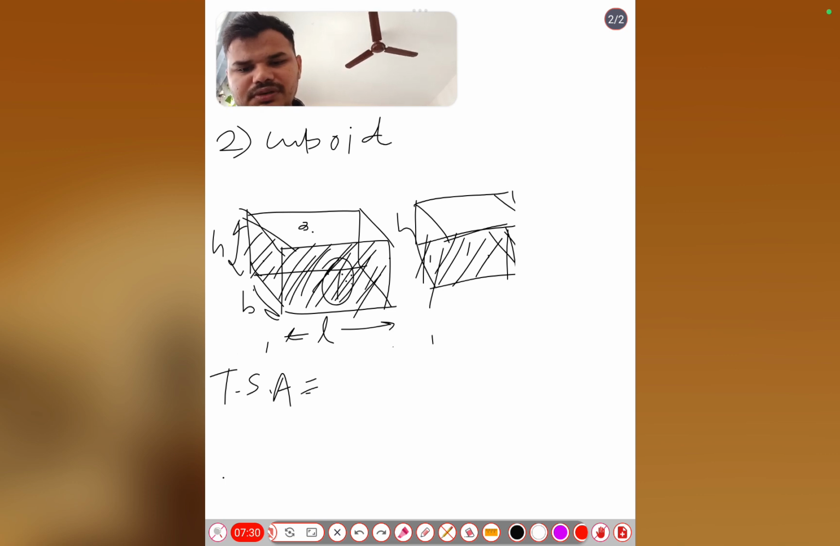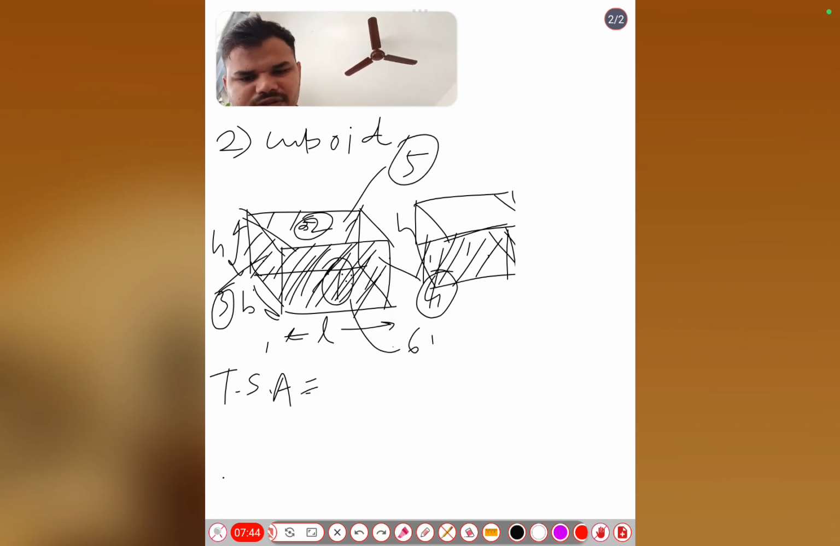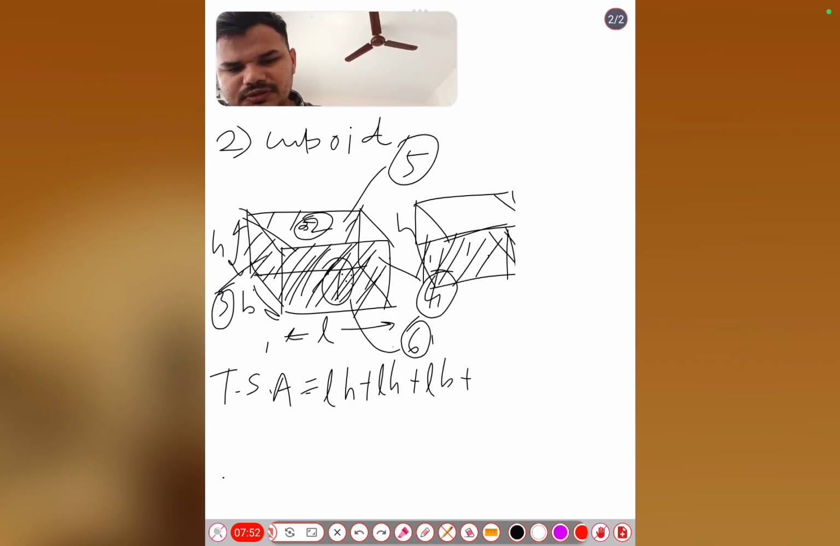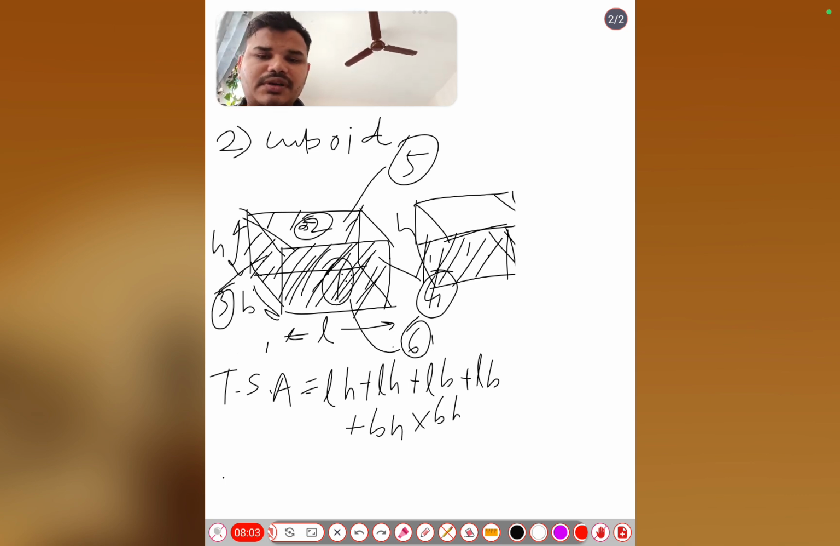So here it is the first surface. You can write 1, then here it's 2, here it's 3, here it's 4, the upper portion is the 5, and the base portion is the 6. So simply we can say LH plus LH plus LB plus LB plus BH and BH. If you have any doubt, the side is nothing but base into height, having the base and having the height.